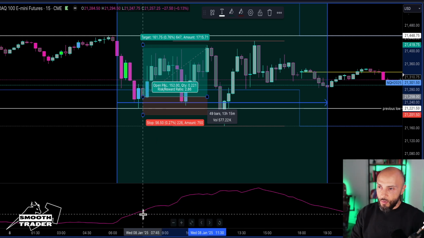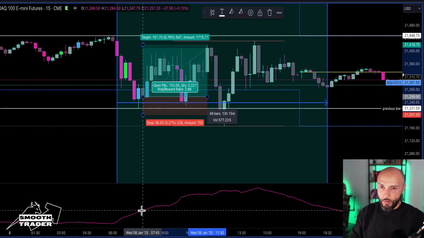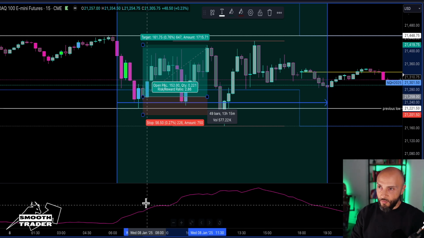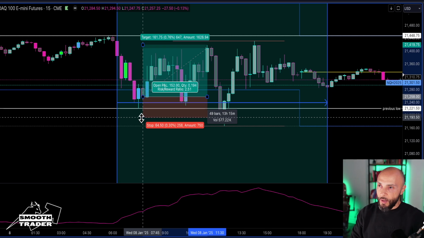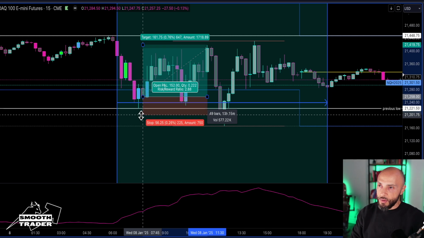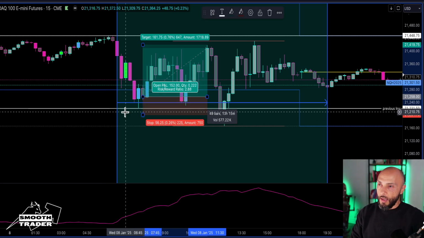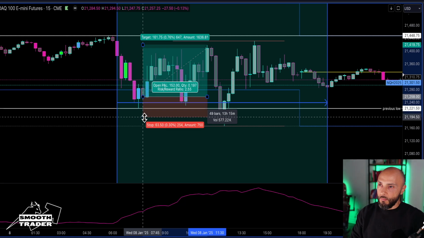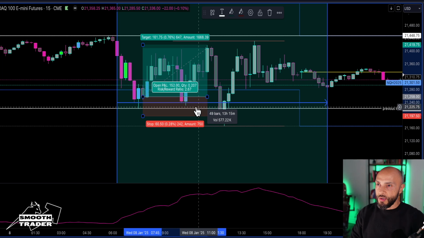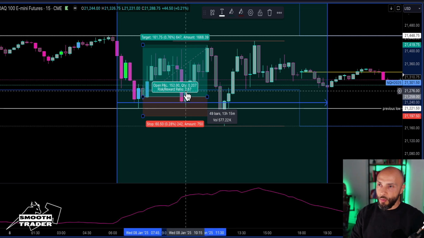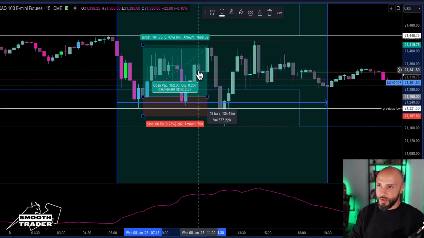So since we know that the average true range on this candle was about 40, we're going to say that 1.5 times 40 is 60. So we're going to give ourselves a stop loss of about 60 points. We're going to put our stop loss here. Okay, 60. And we're going to have a take profit there. So our risk to reward right now is about 2.6, which is not bad. This is pretty good risk to reward.